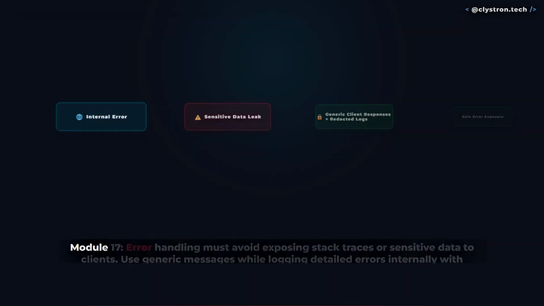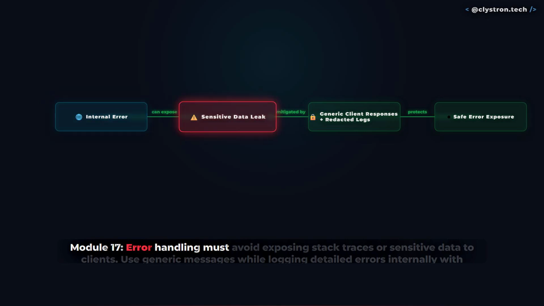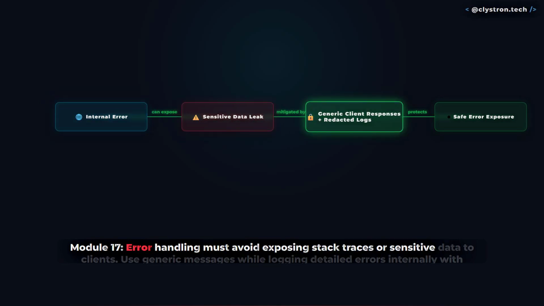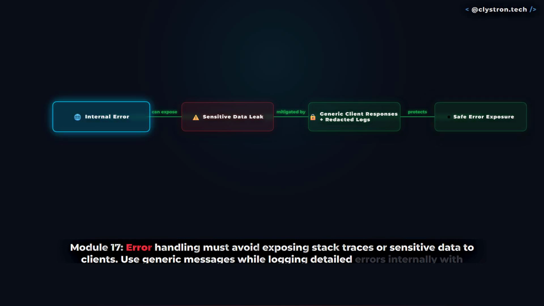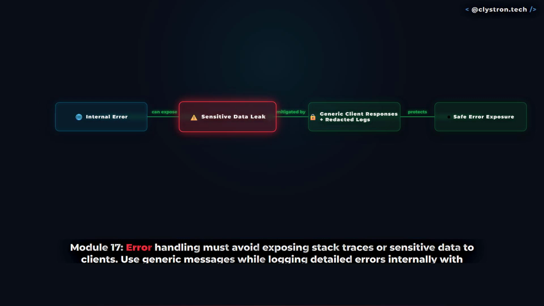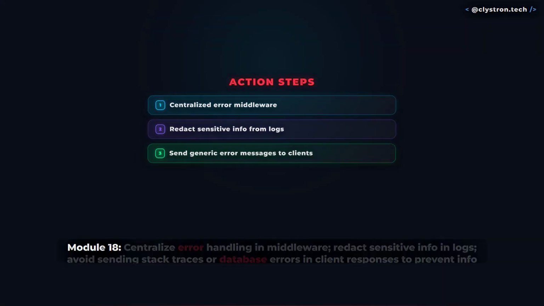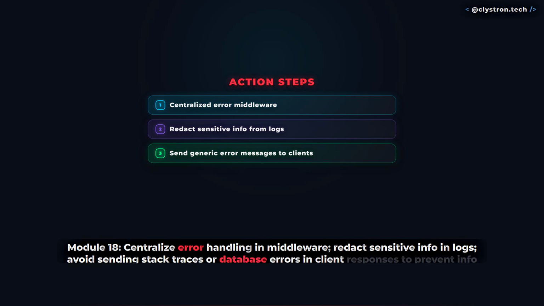Module 16. GitHub Actions workflow snippet that runs npm audit and fails the build on high-severity vulnerabilities to enforce dependency safety. Module 17. Error handling must avoid exposing stack traces or sensitive data to clients. Use generic messages while logging detailed errors internally with sensitive fields redacted. Module 18. Centralize error handling in middleware, and redact sensitive info in logs. Avoid sending stack traces or database errors in client responses to prevent info leakage.